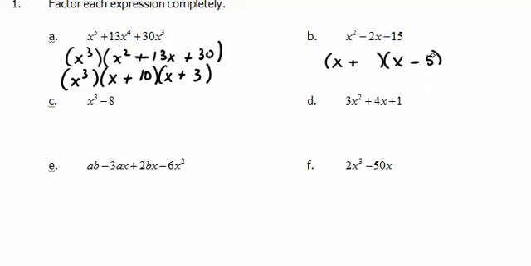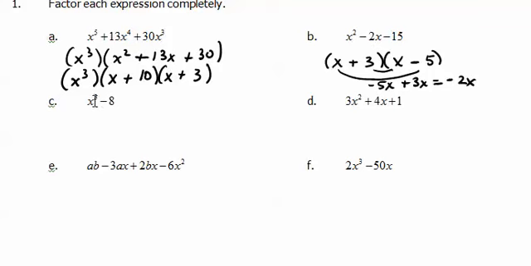This will actually work if I make it negative 5 plus 3x. Why? Because the outer is then negative 5x, the inner is then positive 3x, and together they add to negative 2x, which is what we wanted.